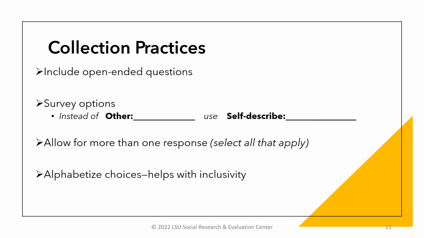When you're developing your survey instruments, ask questions that are inclusive and gain the most useful information. Use open-ended questions. Instead of other, provide a line to self-describe. This allows clients and participants the ability to self-describe in their own terms. Give clients the option to choose more than one option. Again, this empowers a client to self-describe as they're comfortable. Also list choices in alphabetical order. Any other order may suggest the importance of one group over another.